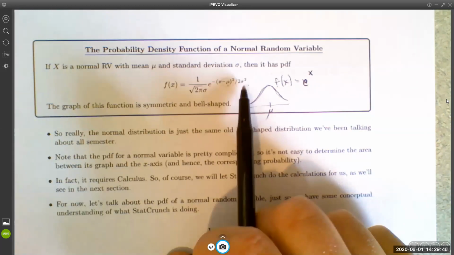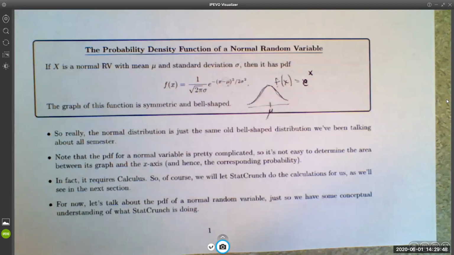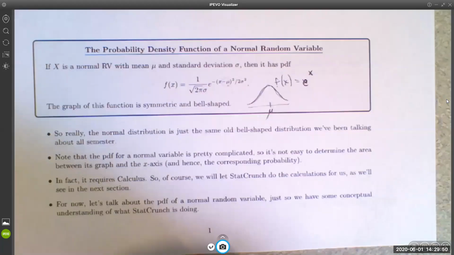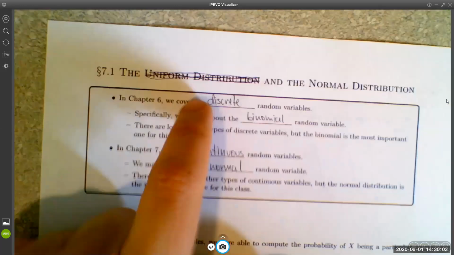Anyway, in this section, we're just going to practice drawing some normal curves and then shading in some areas corresponding to normal curves. It's really a pretty short section, and that's because we're skipping the stuff about the uniform distribution. But in the next section, in 7.2, we'll talk about actually computing probabilities involving the normal variable.